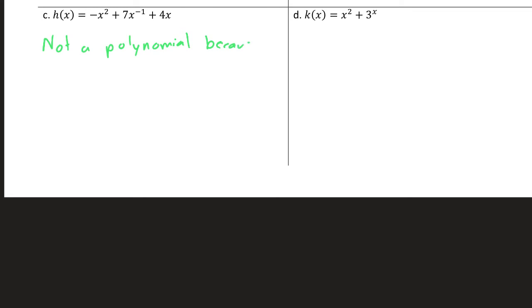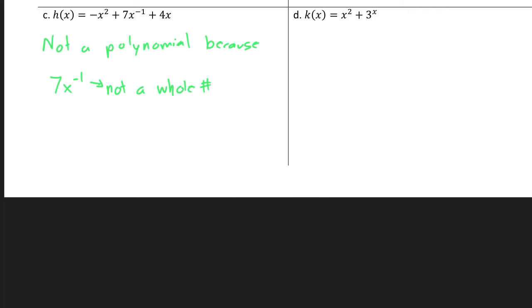Because this term with 7x to the negative 1, that negative 1 is not a whole number. So basically, to be a polynomial, you can't have any negative powers, you can't have any fractional powers, you can't have any variable powers.